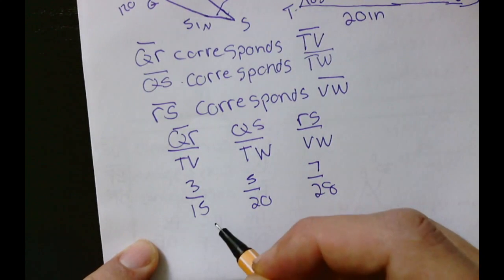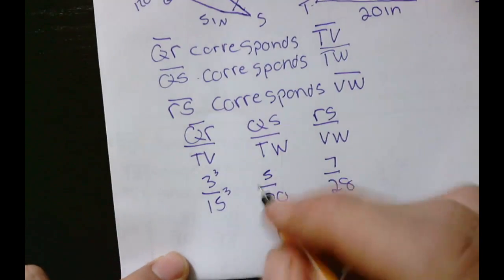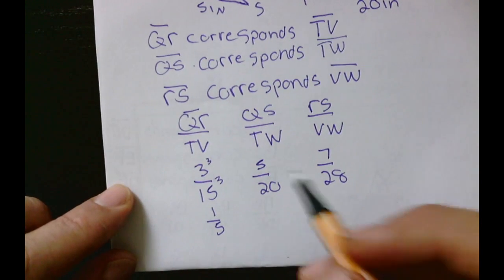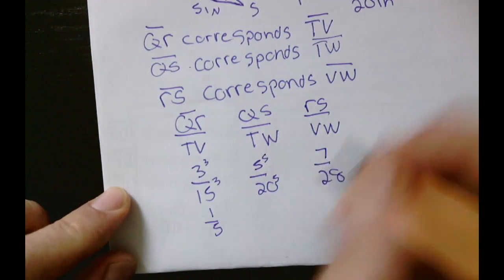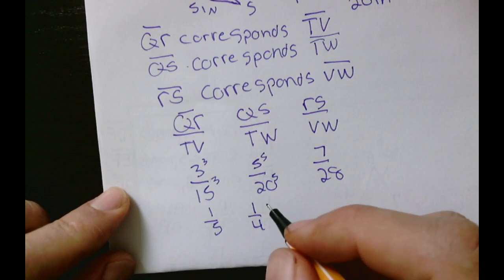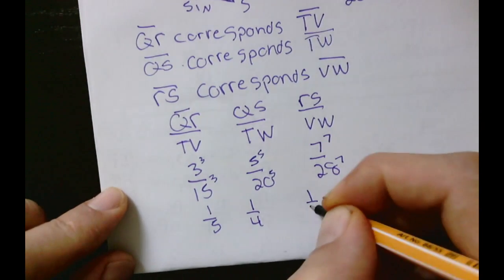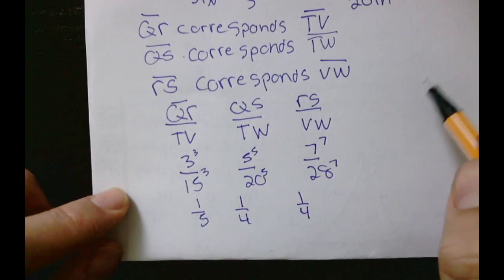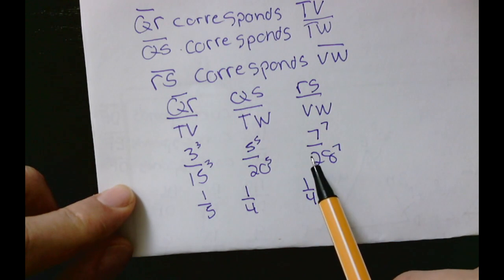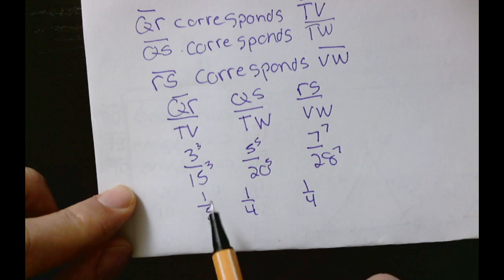You know what 3 over 15 simplifies to? Well, I'm going to divide them both by 3, so I get 1 over 5. I'm looking to make sure these are all proportional. I'm going to divide both of these by 5 to get 1 over 4. Yep, so we're going to divide both of them by 7 to get 1 over 4. You see why it's so critical to make sure that you check every single side? Because let's say we just looked at these two and said they're similar, but we want to check all 3 sides.